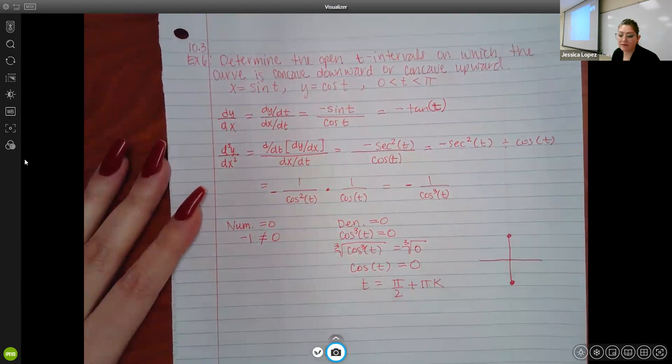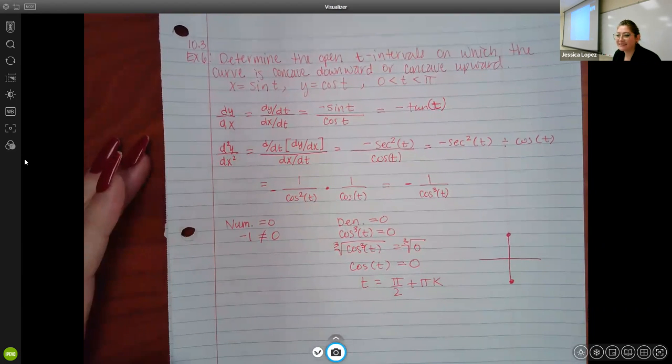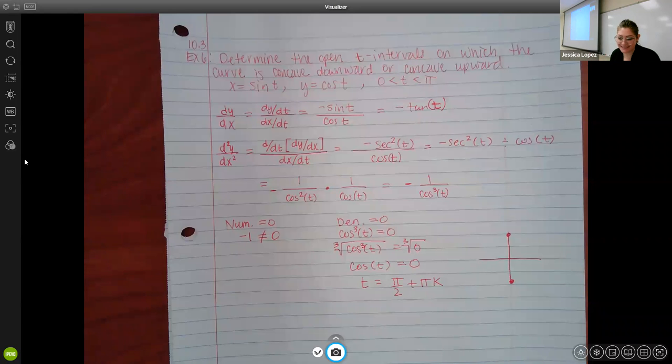Do you remember that from pre-cal? These weird things. This is horrible, but it is what it is. And we're going to have to keep doing it in the next two sections too.